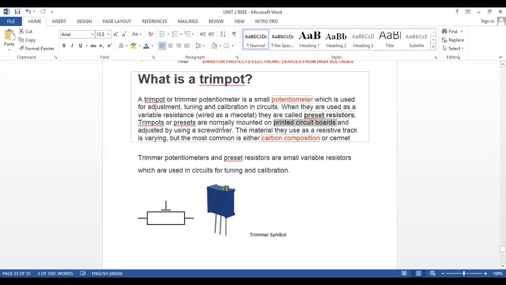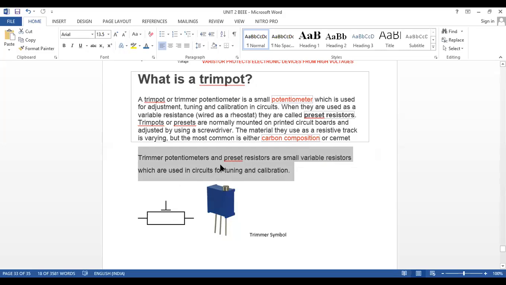A trimmer is a variable resistor which is used only for tuning applications. Remember this point. For the examination also, you can write the same point: a trimmer is a variable resistor which is used for tuning applications in the remote control. This is the symbol of the trimmer. Actually, this is the definition.